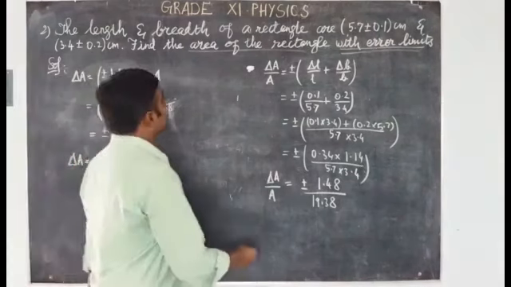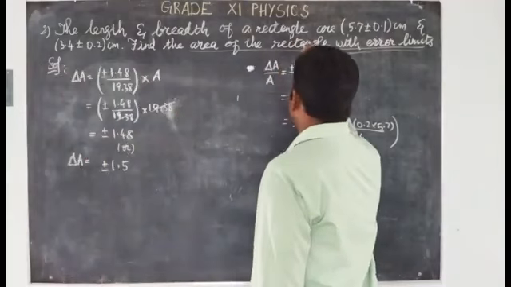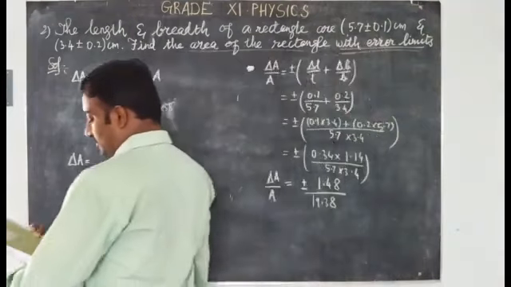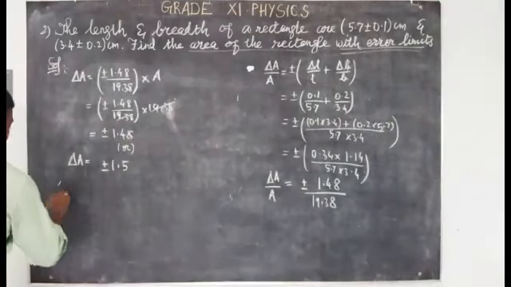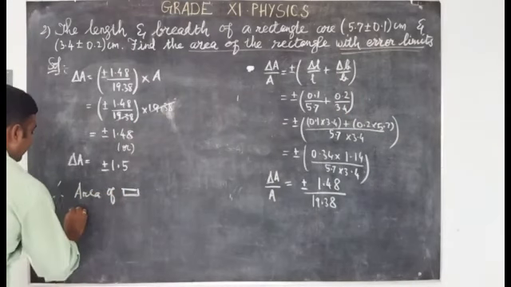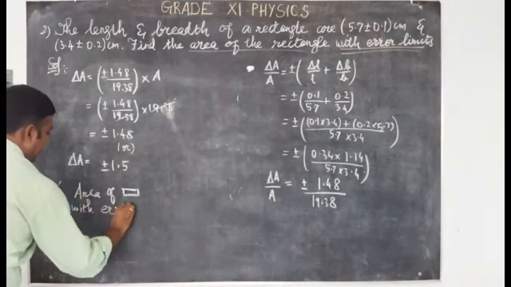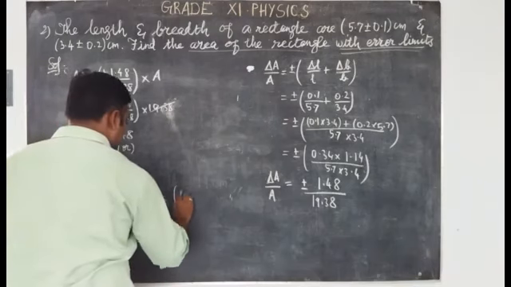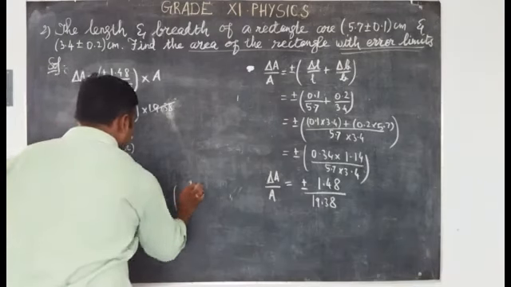Now what should we find finally? We need to find the area of the rectangle with the error limit. So, the area of the rectangle with the error is mentioned. What is it? A plus delta A, no? Yes, it is A plus or minus delta A centimeter square.